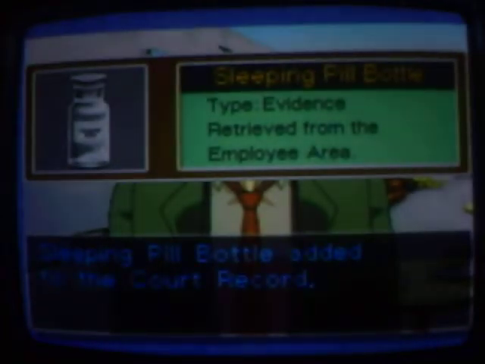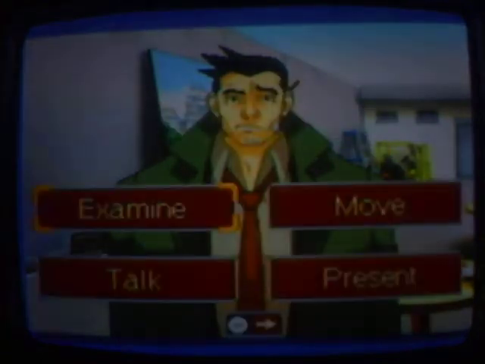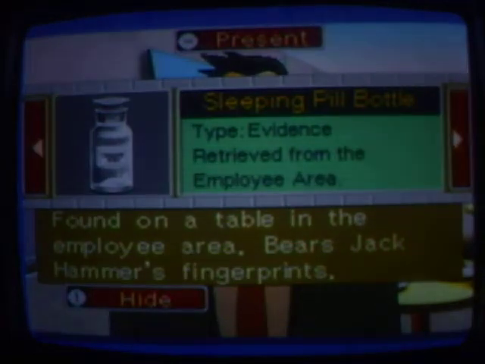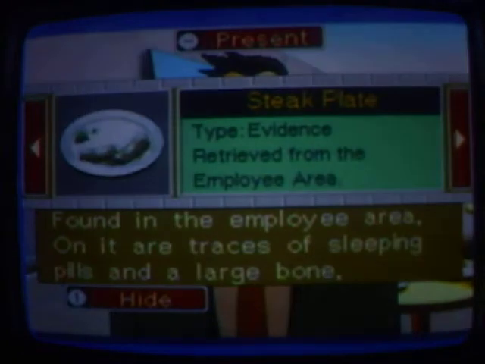Sleeping pill bottle. Evidence retrieved from the employee area. It's added to the court record again, but updated. Found on the table in the employee area. Bears Jackhammer's fingerprint. On it are traces of sleeping pills.